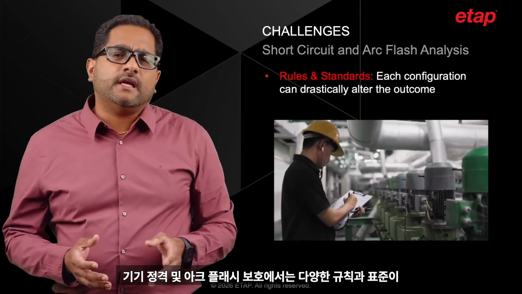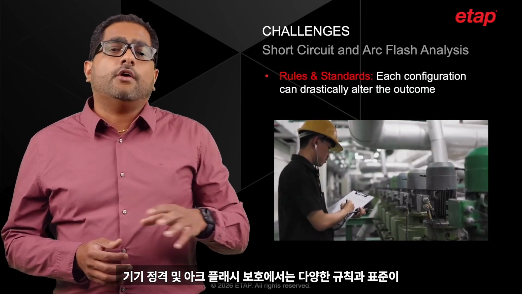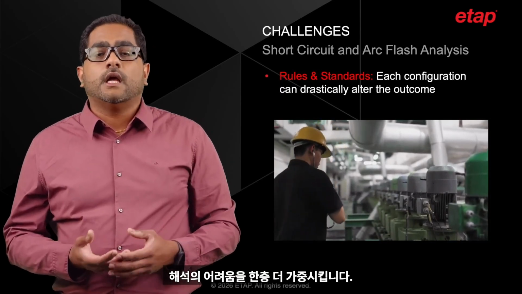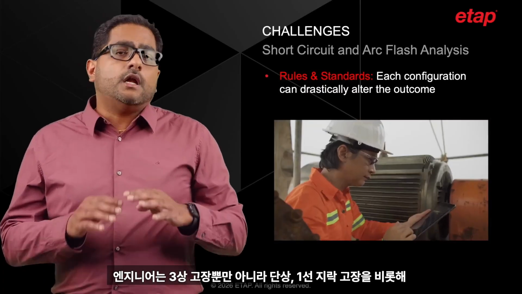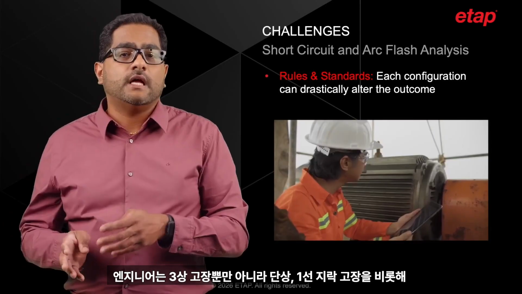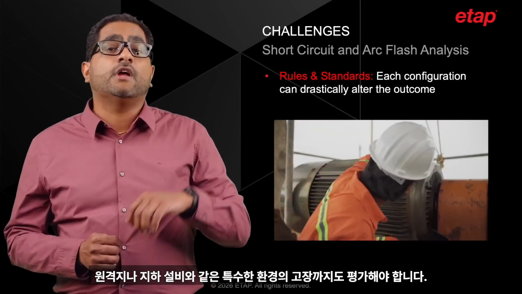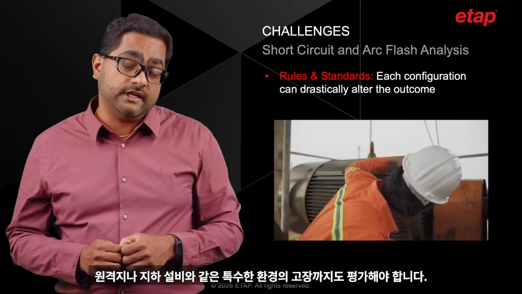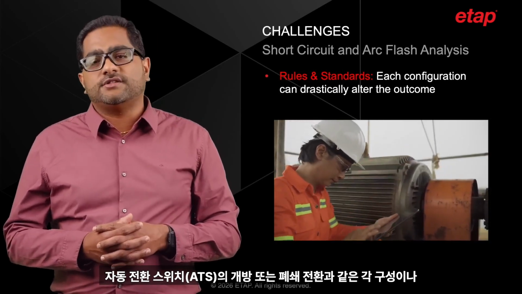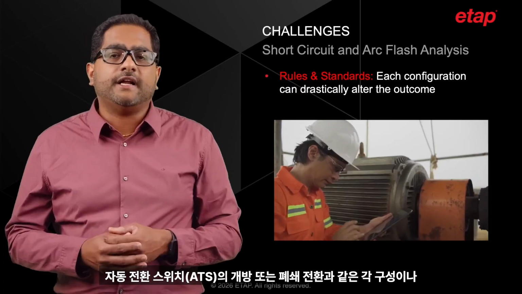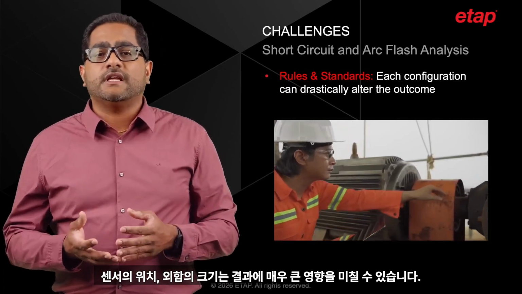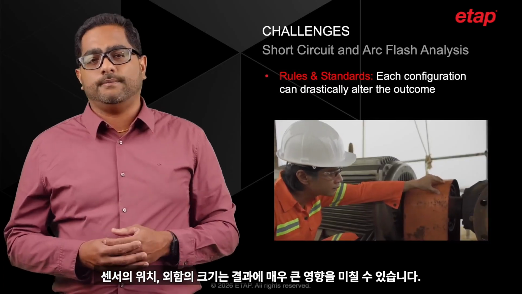In device duty and arc flash protection, the array of rules and standards adds another layer of difficulty. Engineers must evaluate not just three-phase faults, but also single-phase line-to-ground faults and even special locations such as remote or underground installations. Each configuration, open or closed transitions in ATS, which is the automatic transfer switch, sensor placement, or enclosure size can drastically alter the outcome.